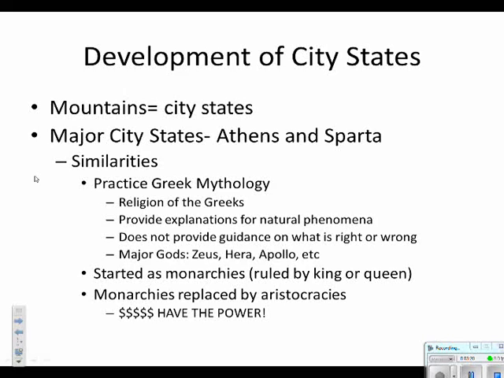In addition, both of these city-states are going to start off as monarchies. Monarchies are ruled by kings and queens. We'll take a look at this more in a second, but know that even though they're both going to get different governments and be separate, they are both going to be monarchies. Monarchies are eventually going to be replaced by aristocracies. Aristocracy is when the people with money have the power.